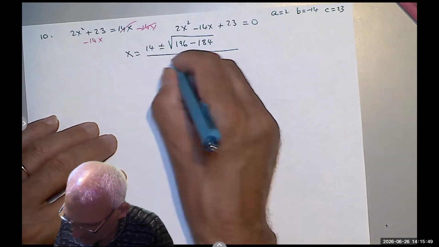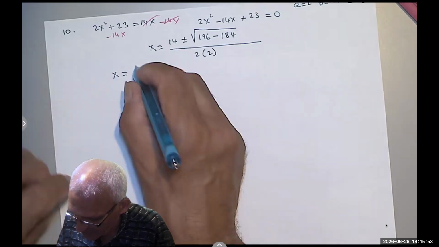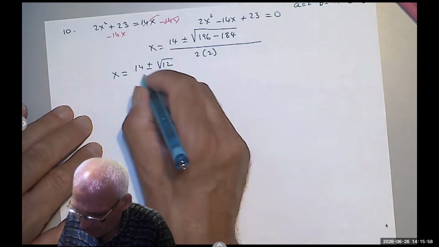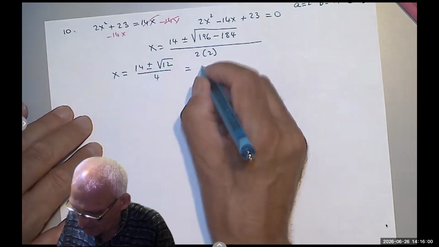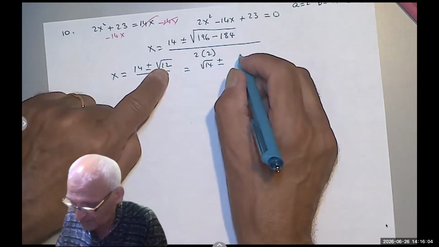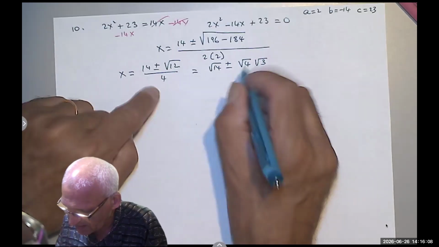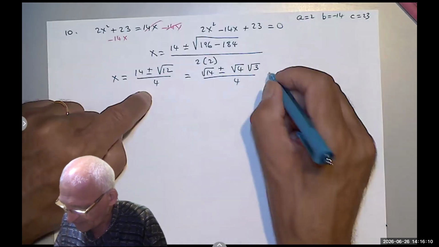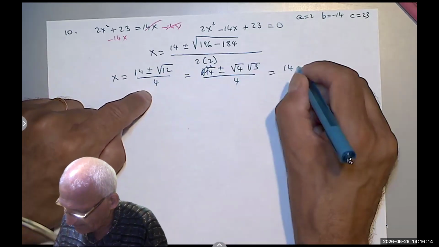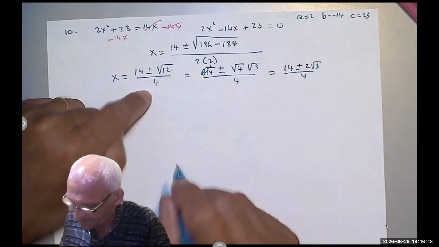Over twice a. So x equals 14 plus or minus the square root of 12 over 4. We can write 12 as 4 times 3, so meaning square root of 4 times square root of 3 over 4. I'm sorry, there is no square root. 14 plus or minus 2 square root of 3 over 4.